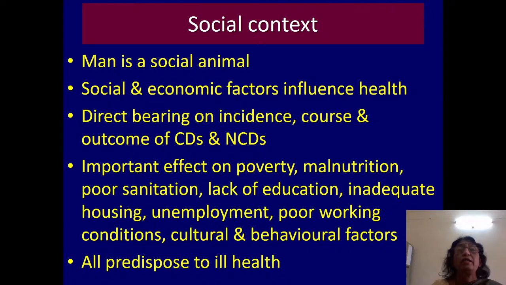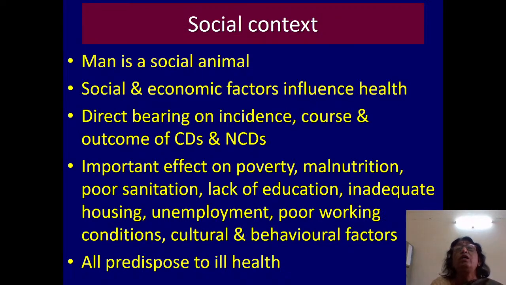Social context. Man is a social being, he is a social animal. So there are various social and economic factors which influence health, and they have a direct bearing on the incidence of the disease, both communicable diseases and the course and outcome of non-communicable diseases. I will tell you all what communicable and non-communicable diseases mean. Communicable diseases are diseases like COVID, which can be transmitted from one person to another. Non-communicable means which cannot be transmitted from one person to another, for example diabetes. I think now you know both the diseases.